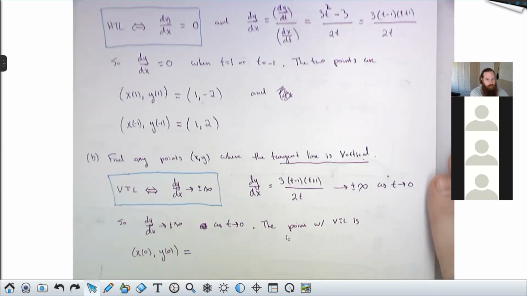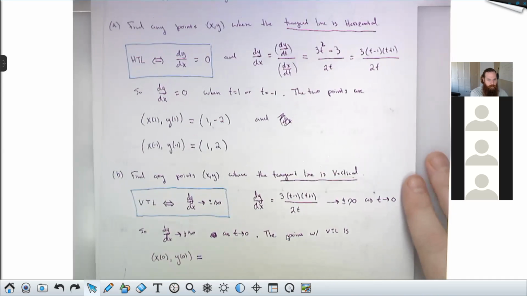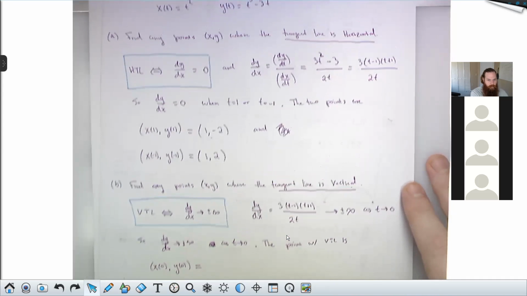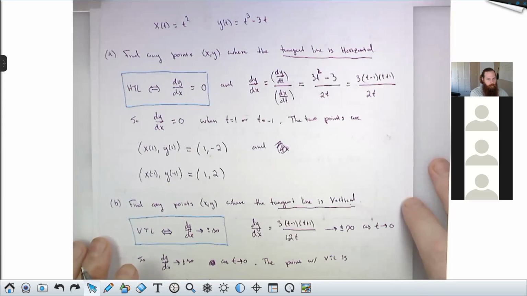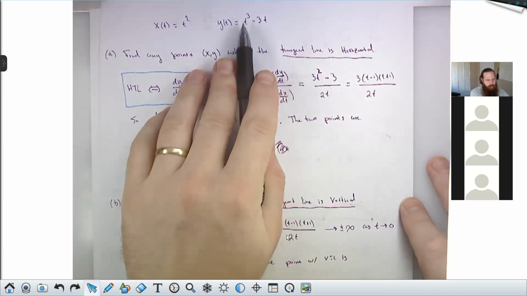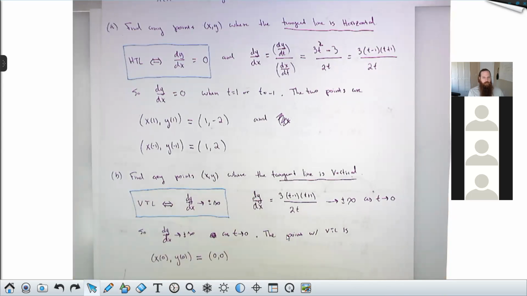And x of 0 is what you get by plugging 0 into the x equation. The x equation, x of t, is just t squared, so x of 0 is 0. And y of 0, if you plug t equals 0 into the y equation, you get 0 cubed minus 3 times 0. That's also 0. So just as we suspected, the vertical tangent line is at the origin, and the two horizontal tangents are at (1, negative 2) and (1, positive 2).